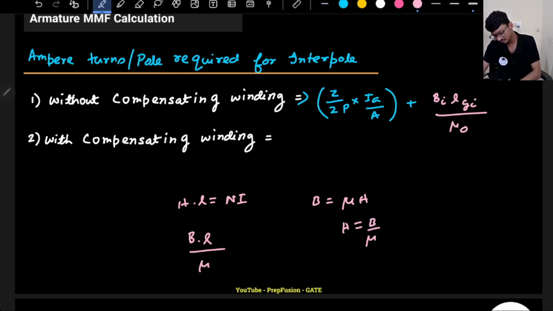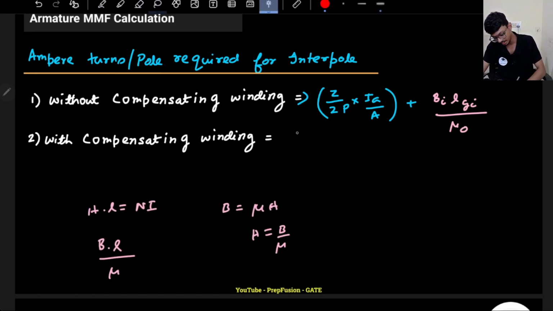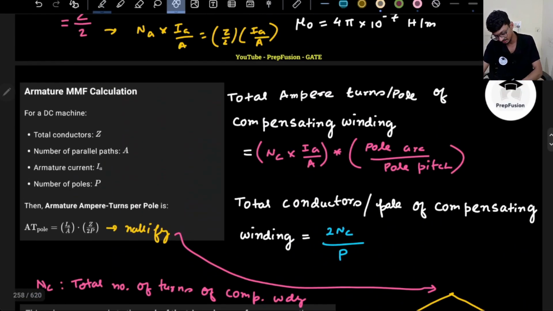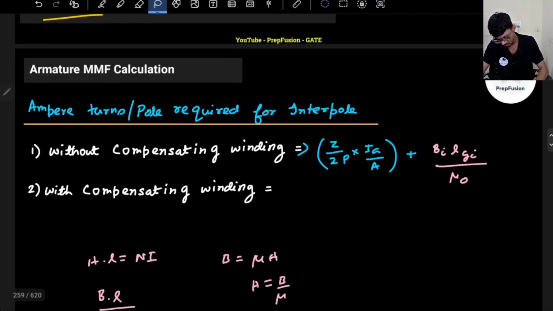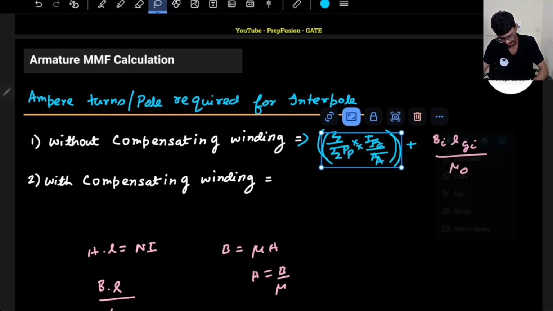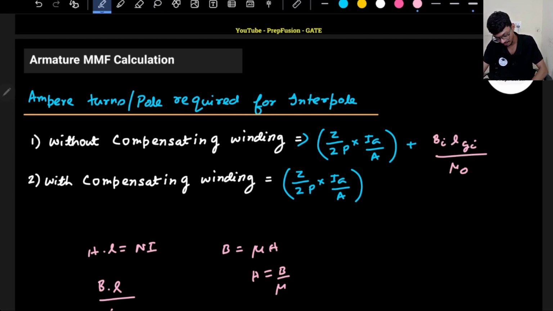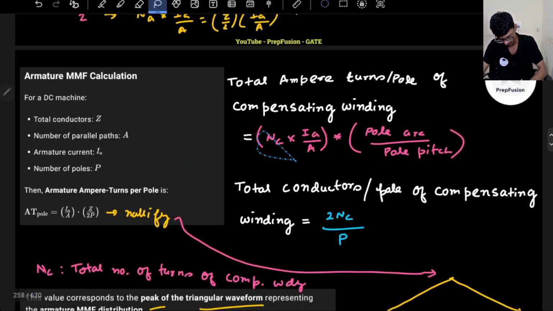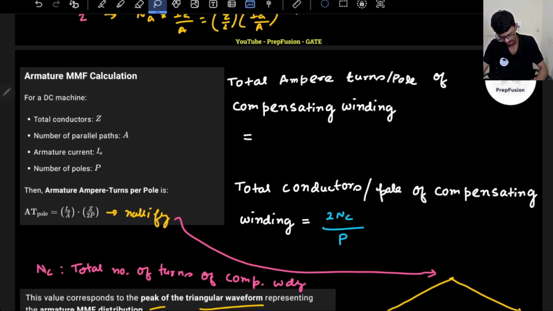Now if compensating windings are present, I am already compensating, so that part I will not need to nullify. Interpoles are there to nullify the ampere turns of the armature and also this q axis flux. But if I am already nullifying some of it using the compensating winding, I will write that here. Overall, I had this much amount of ampere turns in the armature reaction. A bit of it I am nullifying with the help of the compensating winding, so I will subtract this value. Whatever the number of turns of the compensating winding is, I will write over here.